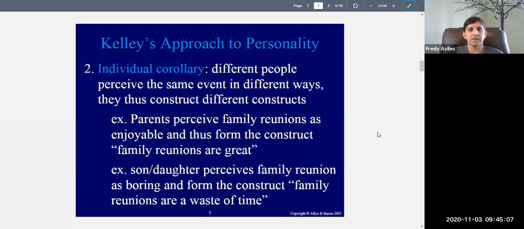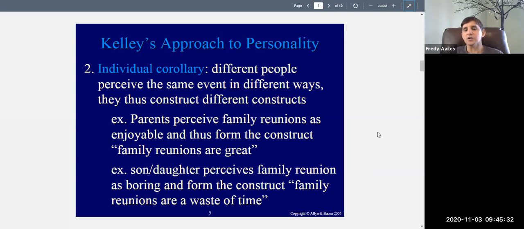That's what that means. So for instance, family reunions. Parents perceive family reunions as enjoyable and thus form the construct family reunions are great. If you're a grown-up, if you're a parent, right? And you know there's a family reunion coming up, you would predict that I will enjoy this family reunion. I should go. I will enjoy myself if I go.